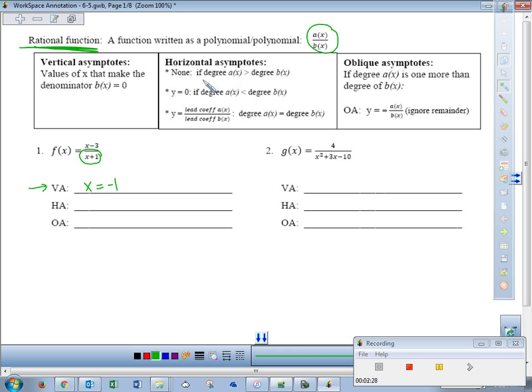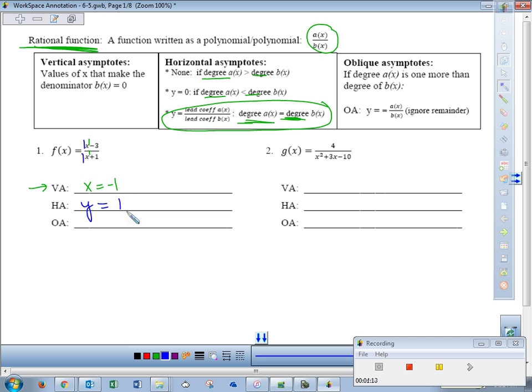Horizontal asymptote. We've got to look at degrees. Tell me about the degrees of the numerator versus the denominator. Is the numerator bigger? Is the denominator bigger? Or are they the same degree? Same degree. This is the first power. This is the first power. So that fits into this situation. The degrees are equal. Cool? It says your horizontal asymptote will be at y equals the leading coefficient of your numerator divided by the leading coefficient of your denominator. What's the leading coefficient of this bad boy right here? 1. Leading coefficient of this bad boy is 1. So your horizontal asymptote will be at y equals 1 over 1, which we just plain old call 1.